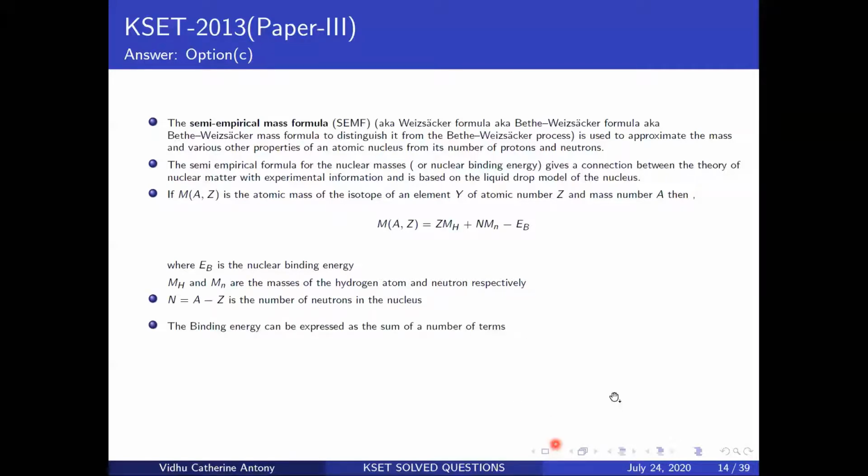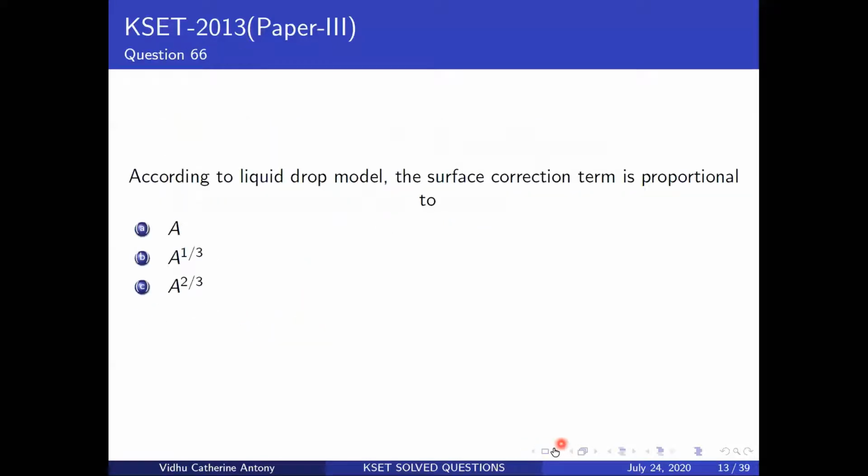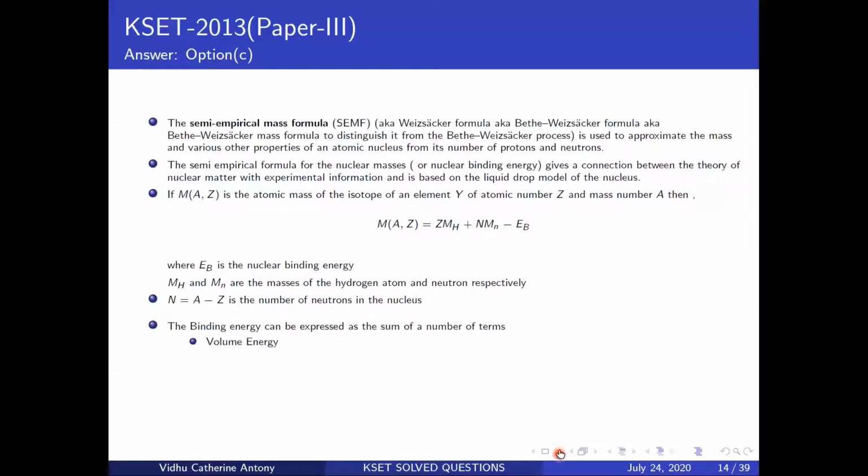Now the binding energy is expressed in terms of several terms. Let's go back to the question: according to the liquid drop model, the surface correction term is proportional to what? There is the volume energy, then the surface energy, the Coulomb energy, the asymmetry energy, and finally the pairing energy. Let's go through what all these terms mean.